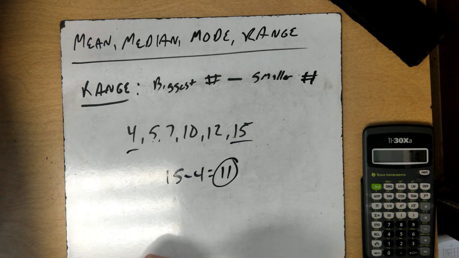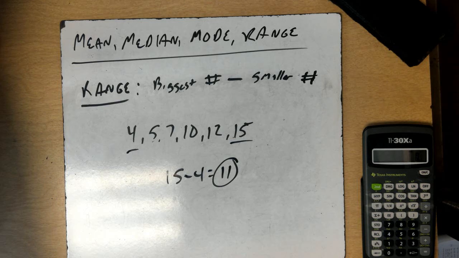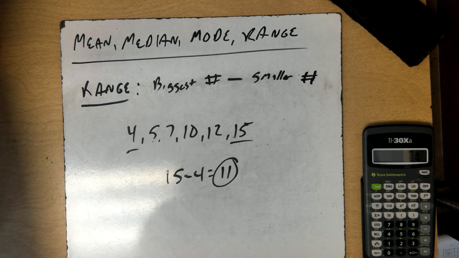And that's it. It's just that easy. All right. Range: biggest number minus smaller number. That's what it is. Keep it simple for this lesson today.